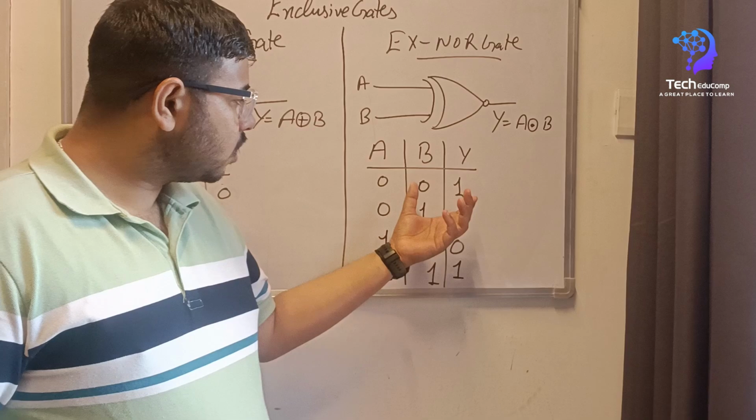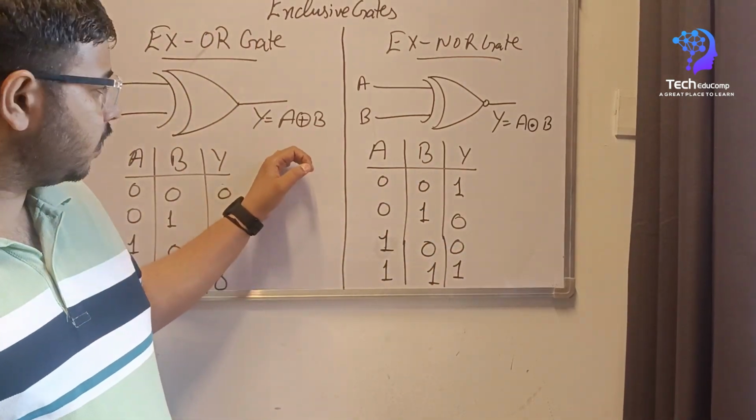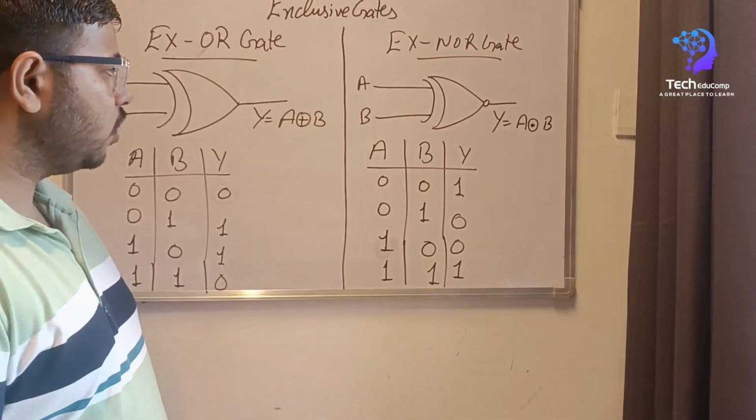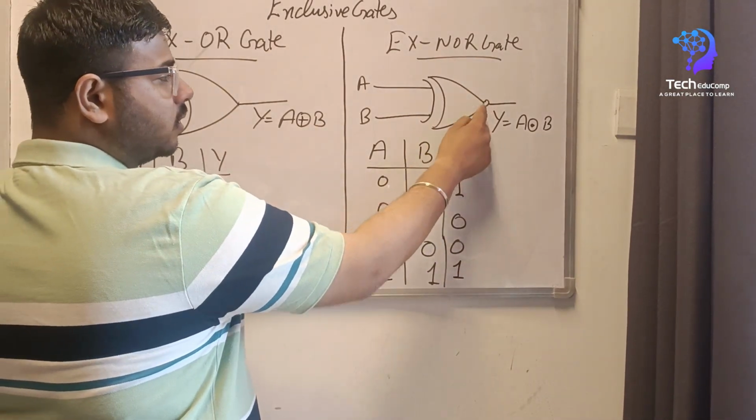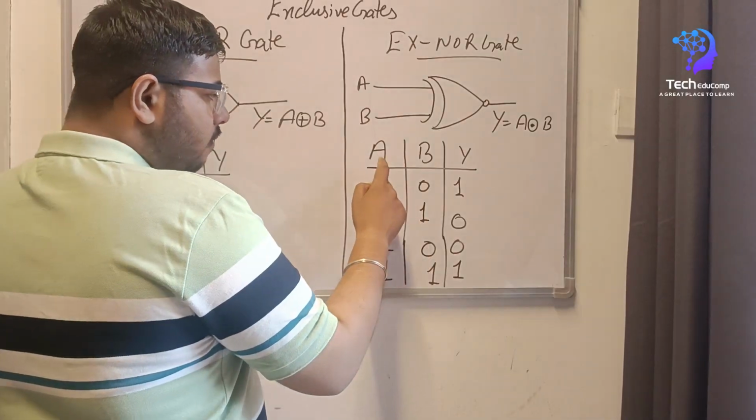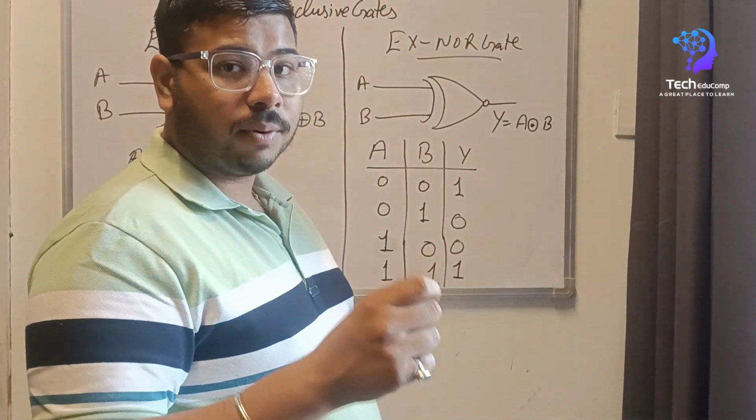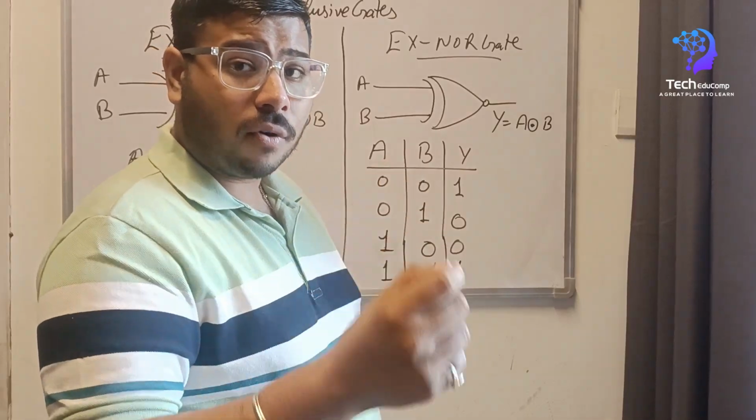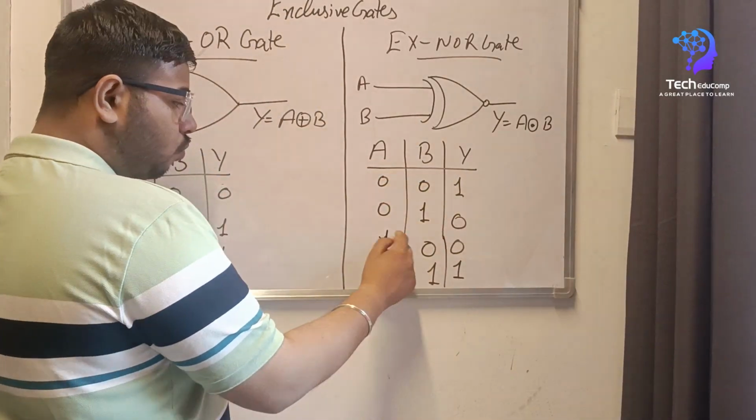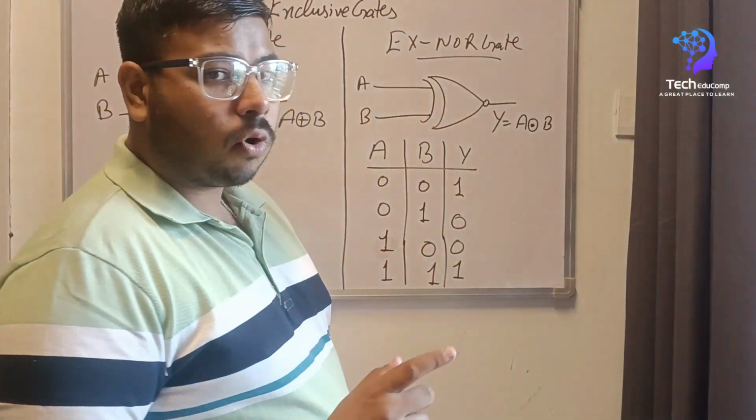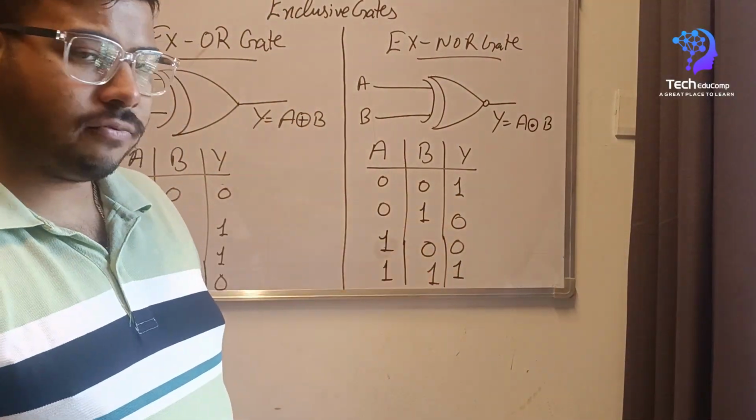And exclusive NOR is the complement of this gate, where you can see this symbol and this symbol are both the same, the only difference is the bubble. So when both the inputs are fully true or fully false, then it will produce the output. If any one of them is true or any one is false, it won't produce an output. It will produce a 0 or false output.